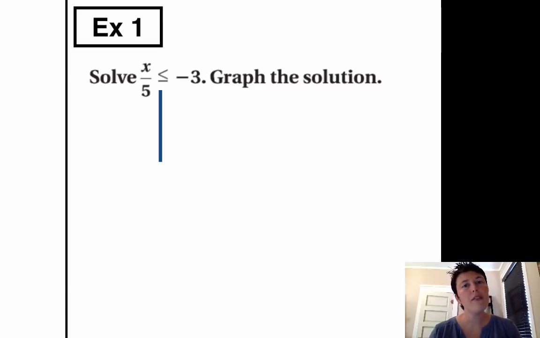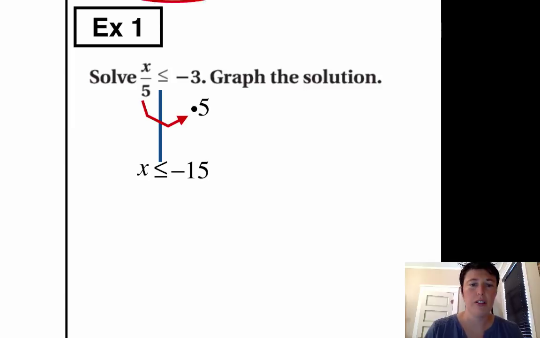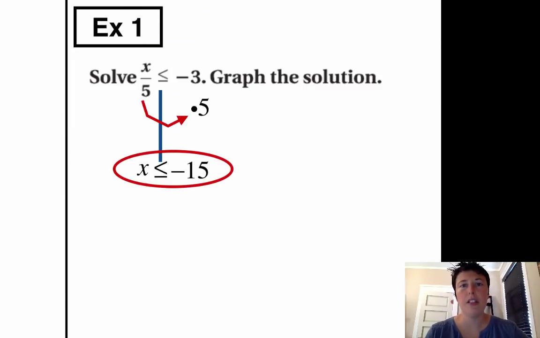So to get rid of that 5, I'm going to go for the opposite effect. I'm going to use multiplication. So let's take that 5, move it to the other side, and times it to the other side. That gets rid of it so that x is all by itself. And we have our less than or equal to sign, and we know negative 3 times 5 would have to be negative 15. So we've got our solution. There's our answer: x is less than or equal to negative 15. And now it's time to graph.